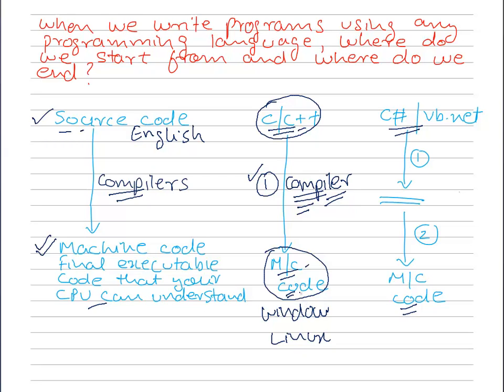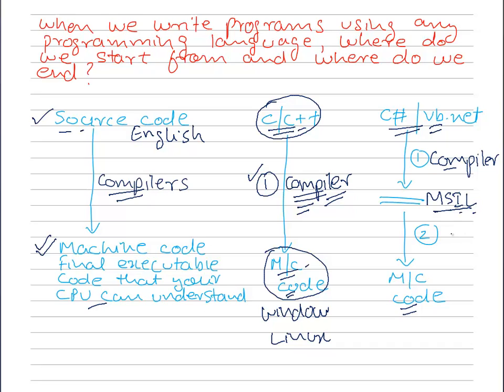Now in case of C# and VB.NET and all other programming languages supported by .NET, it's not a single step process, it's a two-step process. In the first step, the compiler comes into picture, and the compiler will convert your source code into something called MSIL, which is the Microsoft Intermediate Language. So your source code is not directly converted to machine code. Your source code in the first step by the compiler is converted into the intermediate language.